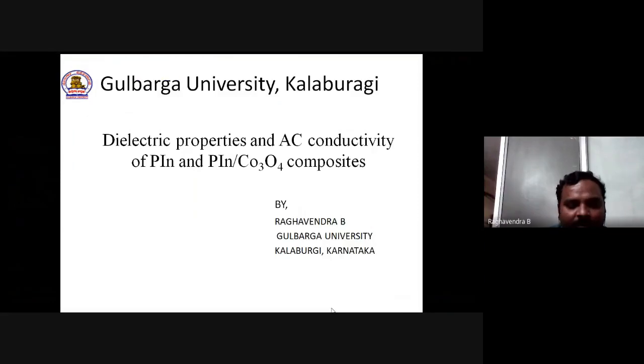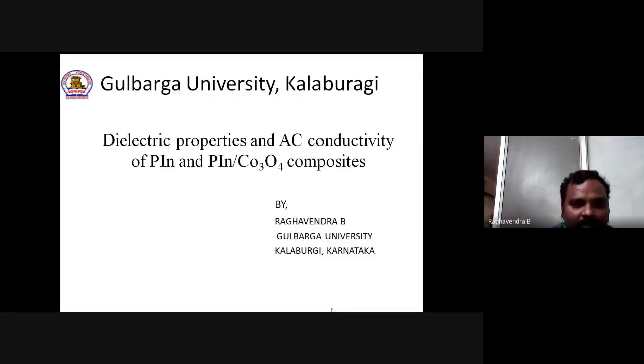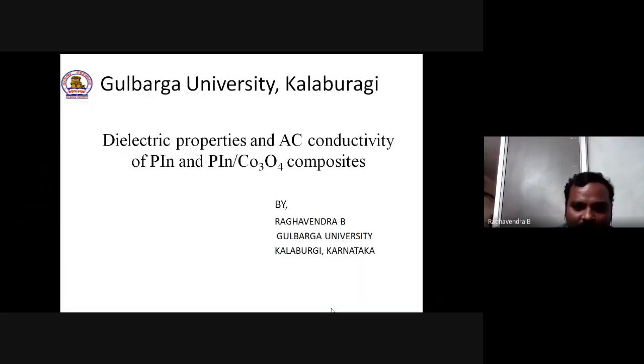Good afternoon, everyone. Myself, Raghavendra. I'm a research scholar at Gulbarga University, Kalaburgi, Karnataka. I'm doing my PhD under the guidance of Professor T. Sankarappa. Today, I'm going to present my paper in front of you. Title of my work is Dielectric Properties and AC Conductivity of Polyindole and Polyindole Co3O4 Composite.